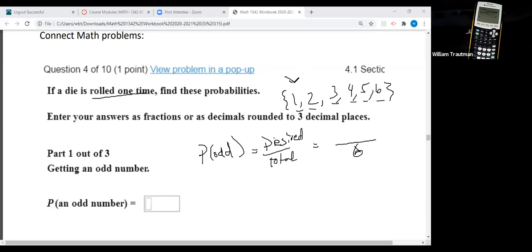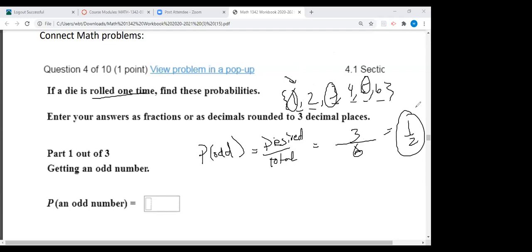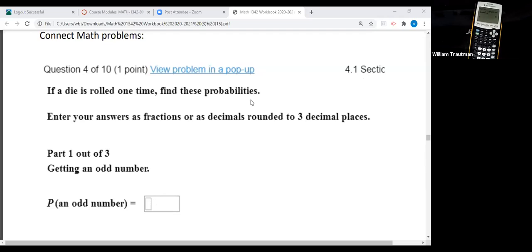Now it says the probability of getting an odd number. How many odd numbers are up here? 3. Yeah, 1 is odd, 3 and 5. So that reduces to 1/2. The probability of getting an odd number is 1/2. The probability of getting an even number is 1/2. When you roll a dice, the probability of getting an odd number is 1 out of 2. 1/2.